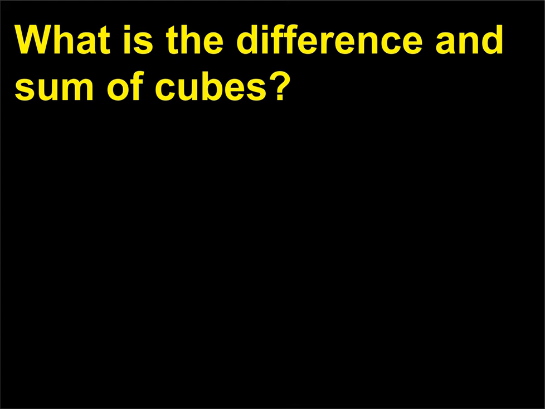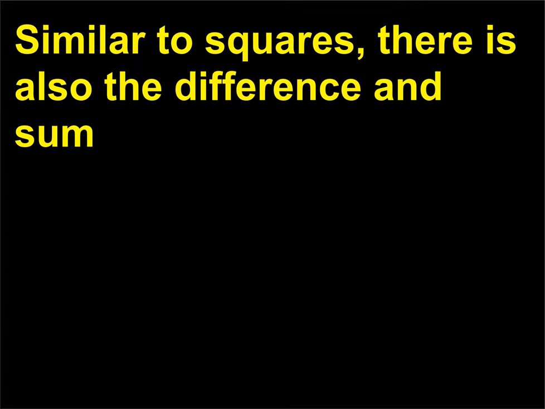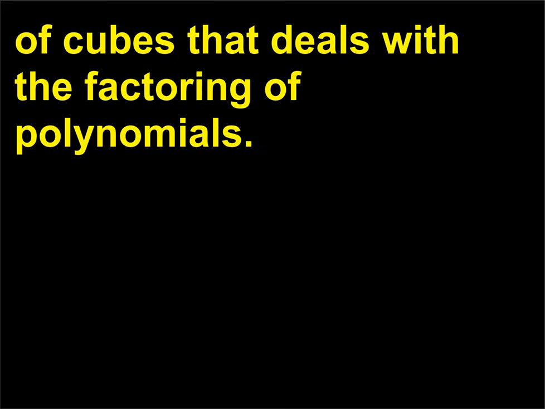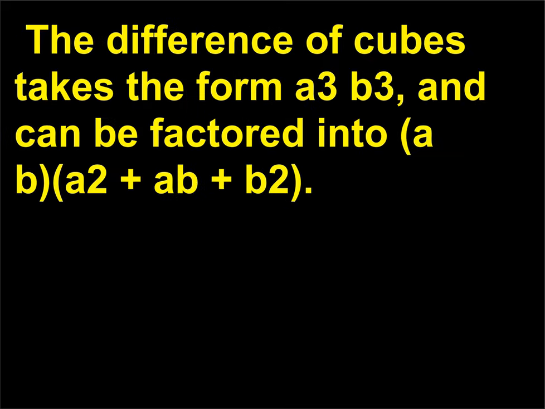What is the difference and sum of cubes? Similar to squares, there is also the difference and sum of cubes that deals with the factoring of polynomials. The difference of cubes takes the form of a^3 - b^3, and can be factored into (a - b)(a^2 + ab + b^2).